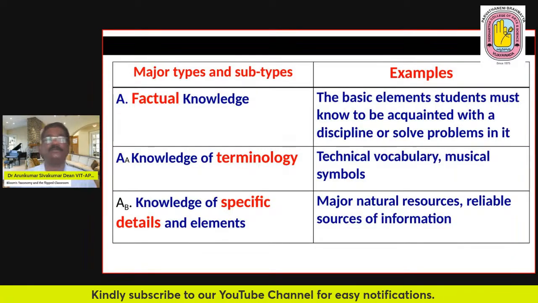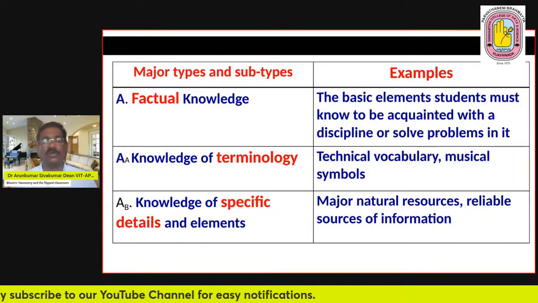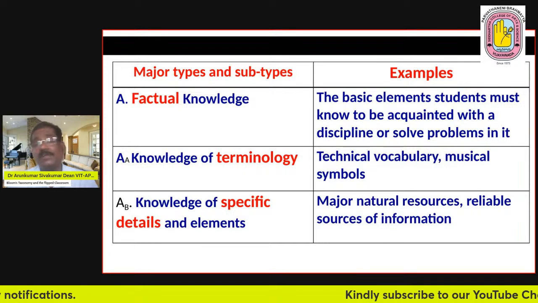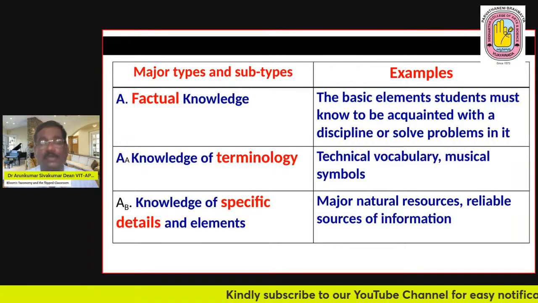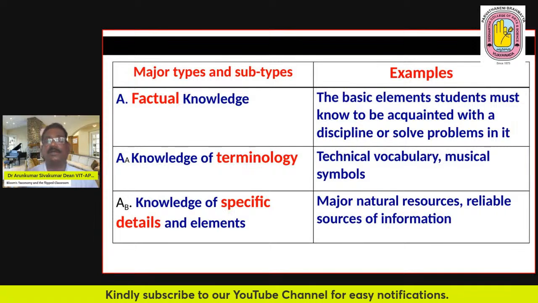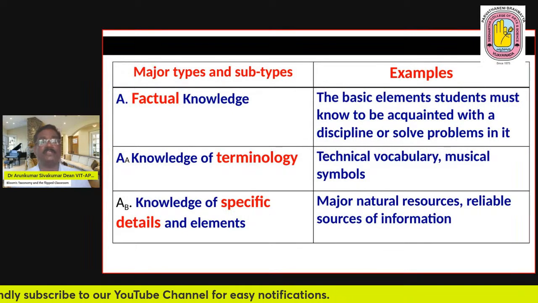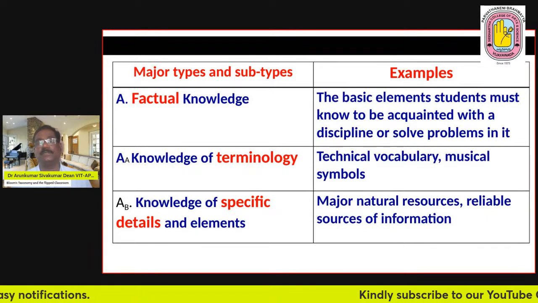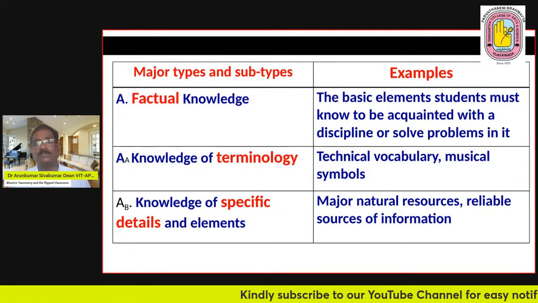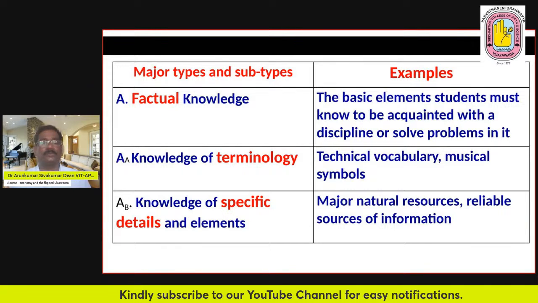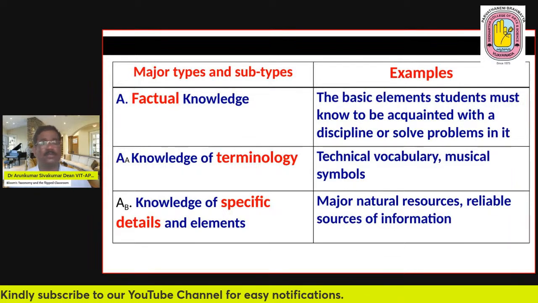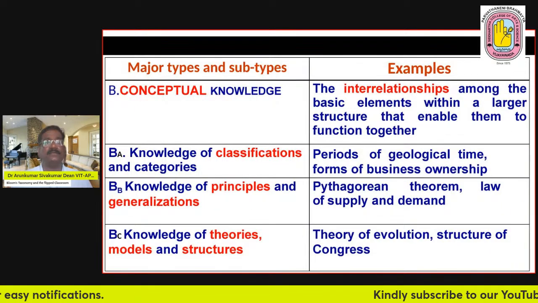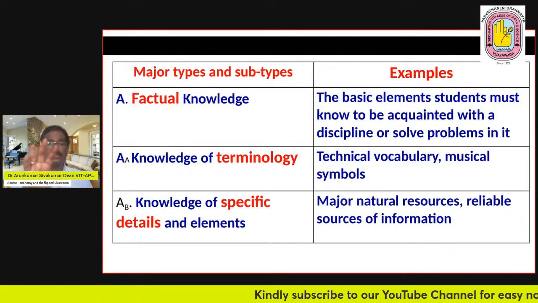Moving further, the major types of factual knowledge. Let's look at factual knowledge. I have also given some examples, each from a different domain, but try to relate them using your intellectual abilities. When you talk about factual knowledge, it is knowledge of terminology, knowledge of specific details and elements. For example, the basic elements students must know to be acquainted with the discipline or solve problems. Knowledge of terms, technical vocabulary, all that. Knowledge of specific details, major natural, reliable sources of it. So like that, these are the factual knowledge.